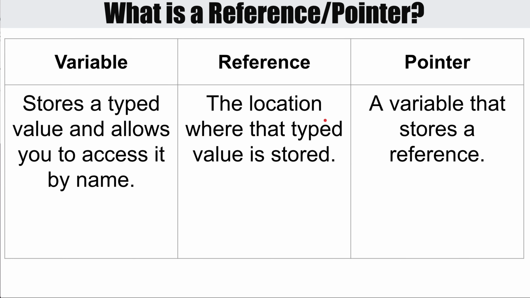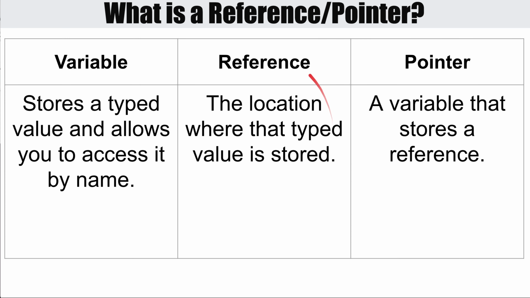A reference is a location where that typed value is stored. And what we mean by that is in memory, okay? These things have to be stored somewhere. And when you want to change their value, you need to know their location. When you make these standard types of variables, all of that is done for you, okay?